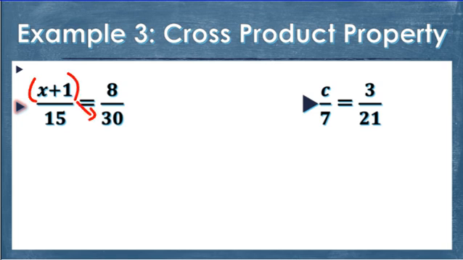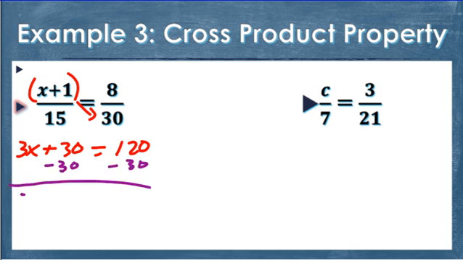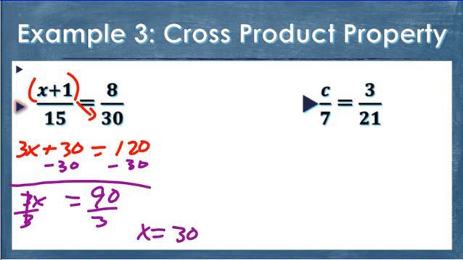So I'm going to cross multiply. 3x plus 30 equals 15 times 8. Gives us 120. To get 3x by itself, I'm going to subtract 30. End up with 3x equaling 90. The x by itself, divided by 3. X would equal 30.